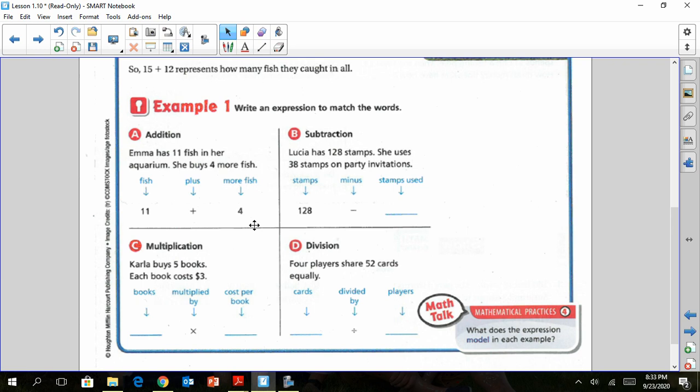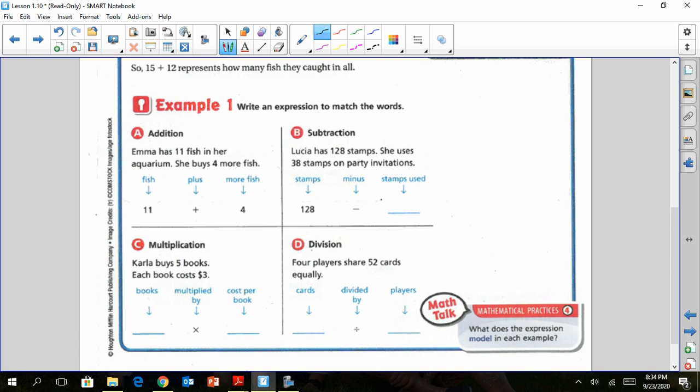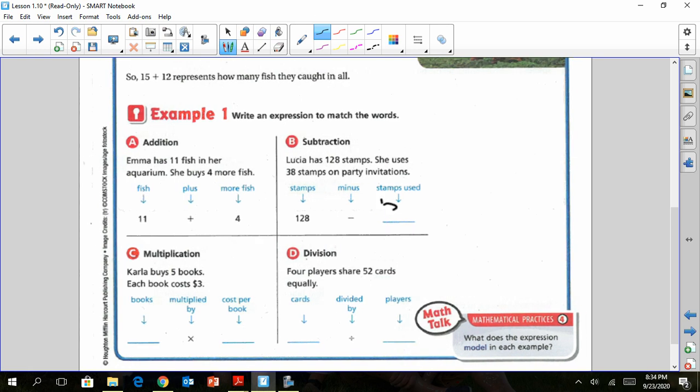For the subtraction problem here, Lucia has 128 stamps. She uses 38 stamps on party invitations. So because she's using them, she's going to use 38. We are going to take that away. So it's going to be 128 minus 38. So that would be the expression. Because she's taking away 38 stamps or getting rid of them or using them, we're going to subtract 38.